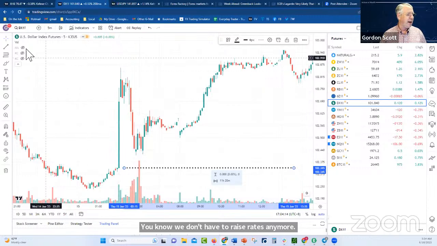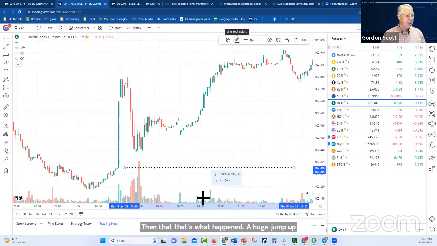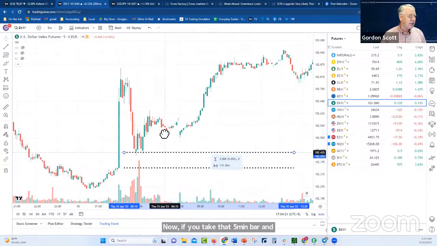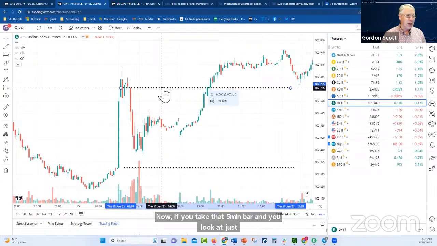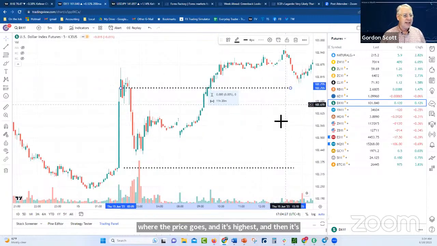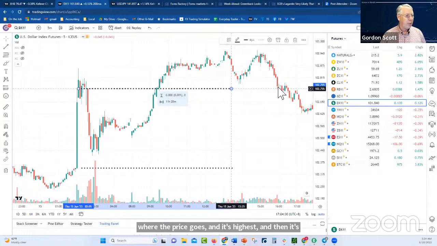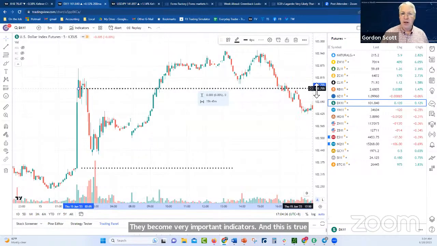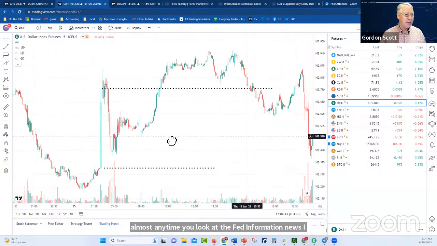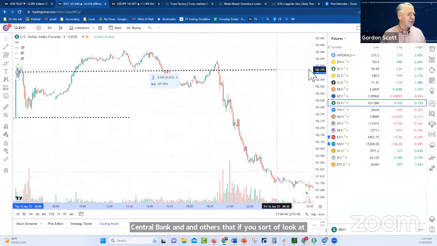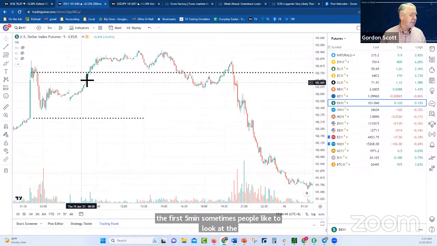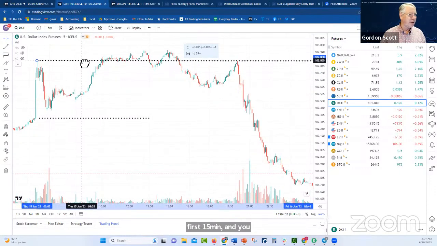A huge jump up. Now, if you take that 5-minute bar and you look at just where the price goes at its highest and at its lowest, and then you extend these out, they become very important indicators. And this is true almost any time you look at the Fed information news. It's also going to be true for the European Central Bank and others, that if you look at the first 5 minutes, sometimes people like to look at the first 15 minutes, and the first 15 minutes would have put us a little higher, like right here.